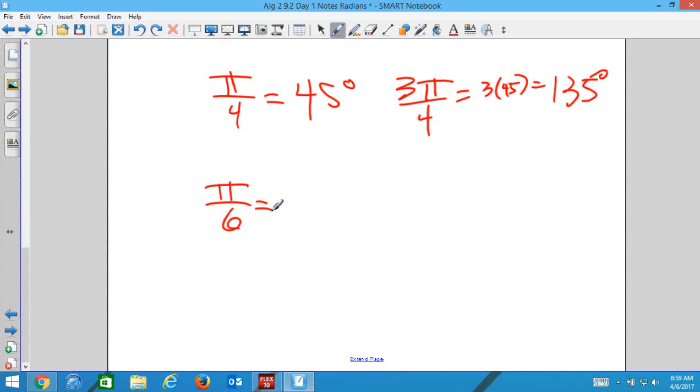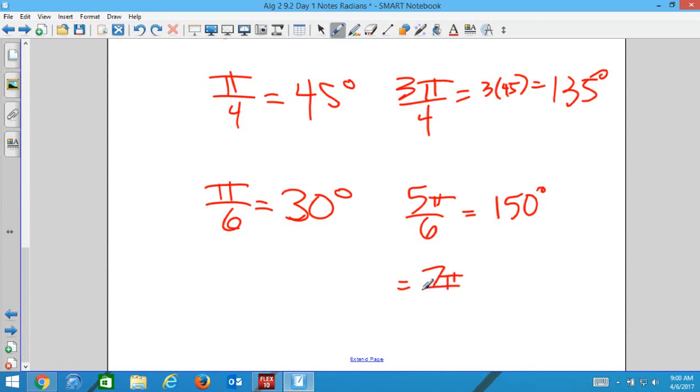Yes, pi over 6 is 30. So then what is 5 pi over 6? 150, because it's going to be 5 times 30. What is 7 pi over 6? 210. Since 7 is bigger than 6, I know it's greater than pi, which is greater than 180. Yeah. All right, so we're converting.